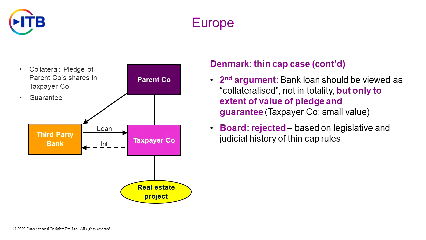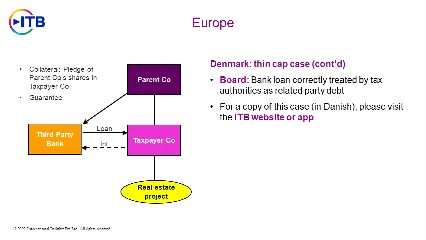And the second argument was a variation on the first. The bank loan should be viewed as collateralized, not in totality, but only to the extent of the value of the pledge and the guarantee, which, according to the taxpayer, was a relatively small value. The board also rejected that argument, based on a review of the legislative and judicial history of the ThinCap rules. And so the bank loan was correctly treated by the tax authorities as related party debt. For a copy of this case, please go to our website or app.